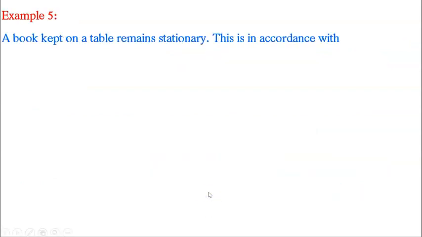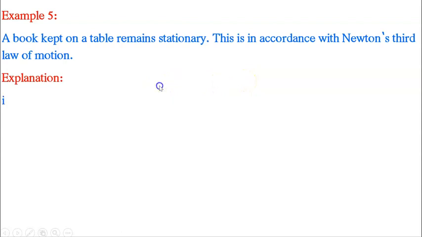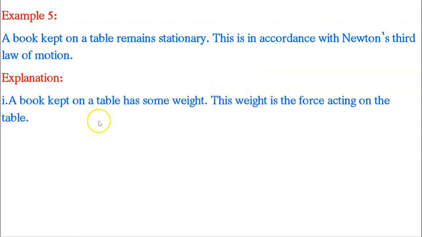Example number 5. A book kept on a table remains stationary. This is in accordance with Newton's third law of motion. Explanation. A book on a table has some weight. This weight is the force acting on the table.